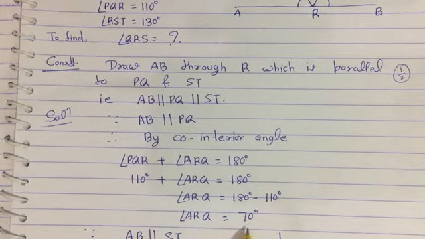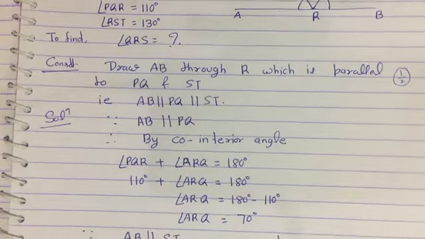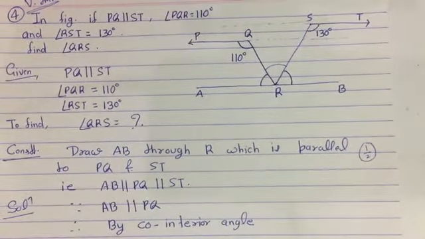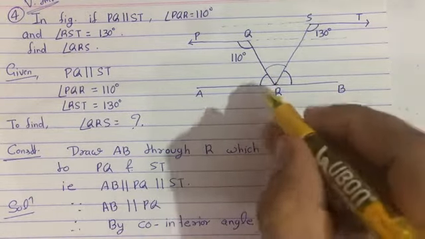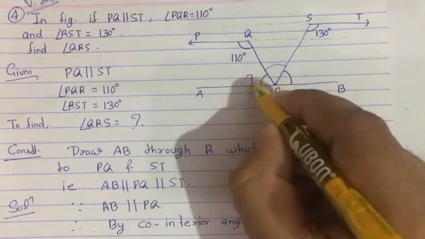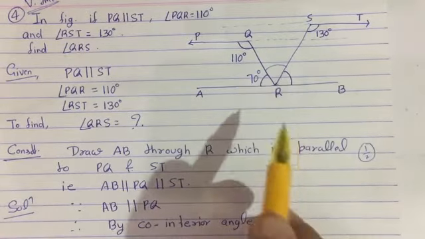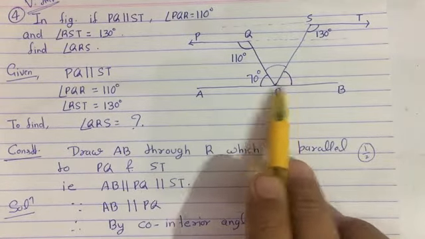I think it is clear to you very properly. Angle ARQ is equal to what? 70 degrees. Now the second thing, look in the figure. For this angle AB, you will get this angle, and the measurement of this angle is 70 degrees. Now we are going to calculate this angle.